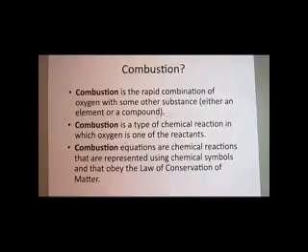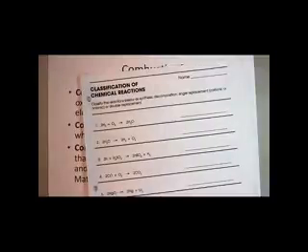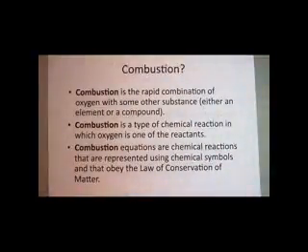I have another worksheet for you all to do after you finish the POGA worksheet called Classification of Chemical Reactions. This is just practice identifying types of reactions. I don't want you to think that a combustion reaction is the only type of chemical reaction. Actually, there's many different types, and you can identify the types by looking at the reactants and the products.